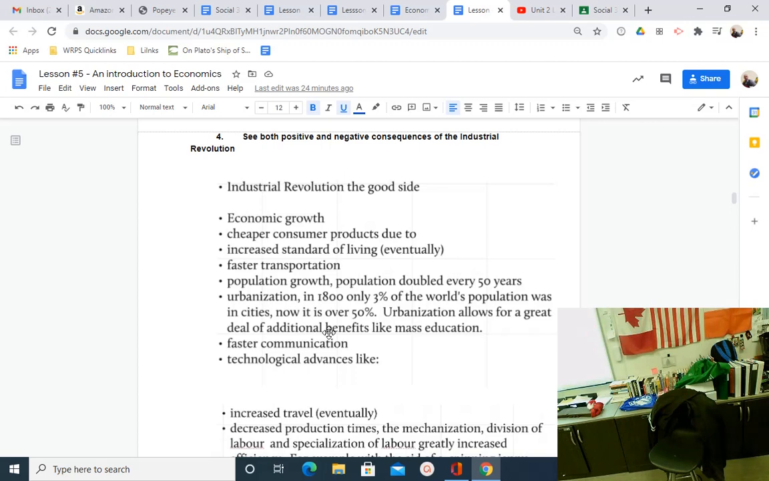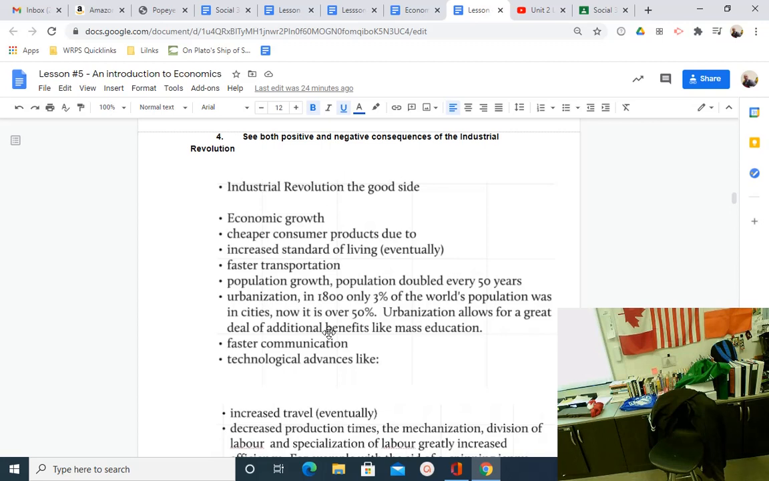It's complicated. There's things that are happening that are very good. There are things that are happening that are very, very bad. So the Industrial Revolution has a good side, and it has a bad side. And we need to explore both. They're explored in chapters 3 and 4 in the textbook.